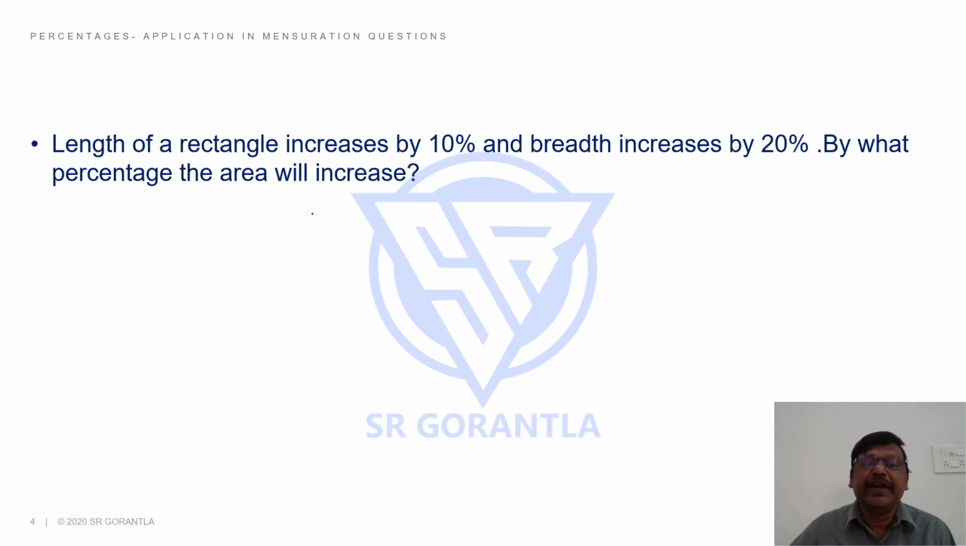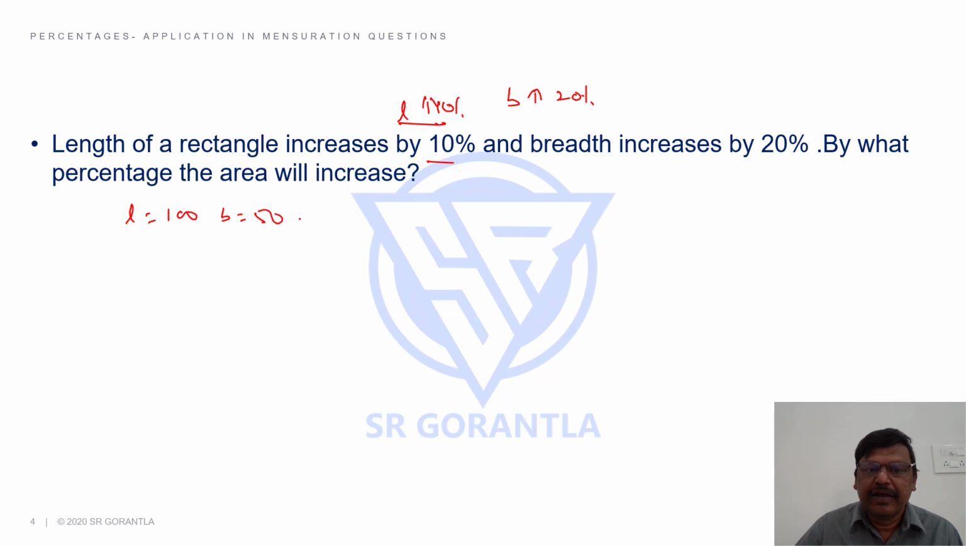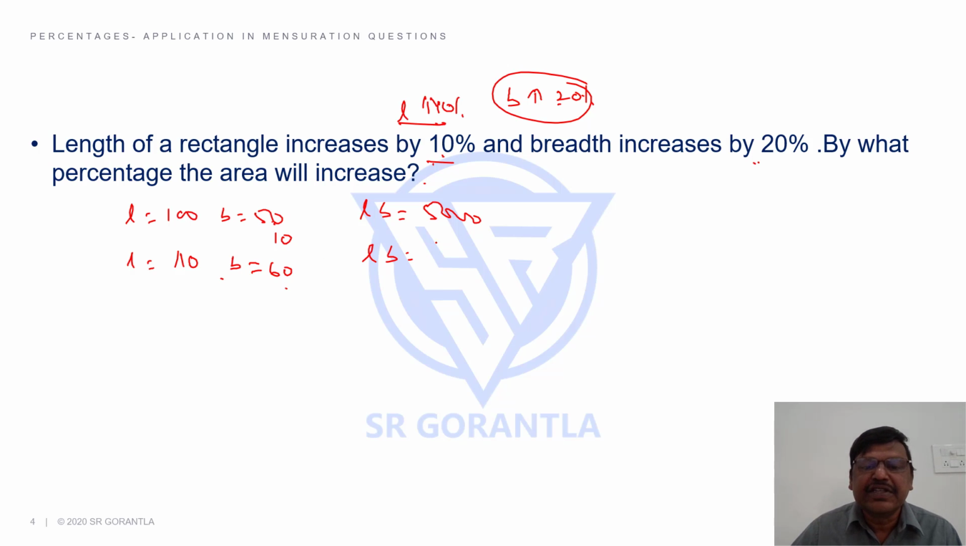Length of a rectangle increases by 10%. Breadth increases by 20%. If I tell you the shortcut, again you can take an example. Say length is 100, breadth is 50, area is 100 into 50, 5000. Length increases by 10%, so what is the new length? 110. Breadth increases by 20%, what is 20% of 50? 20% is 1 by 5, 1 by 5 of 50 is 10, so it will be 60. The new area will be 110 into 60.